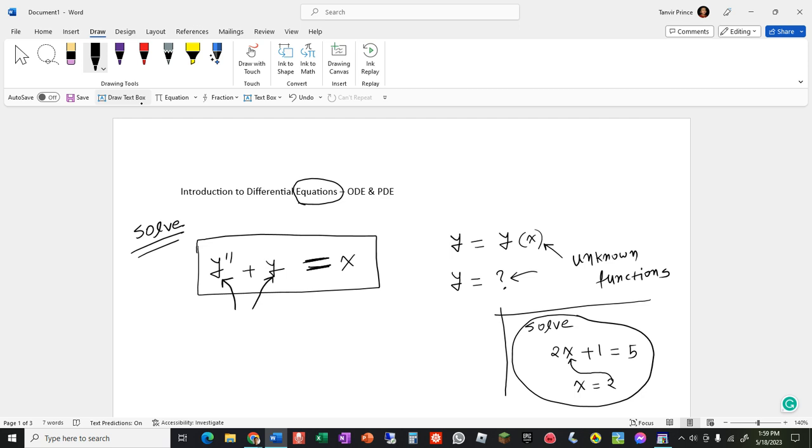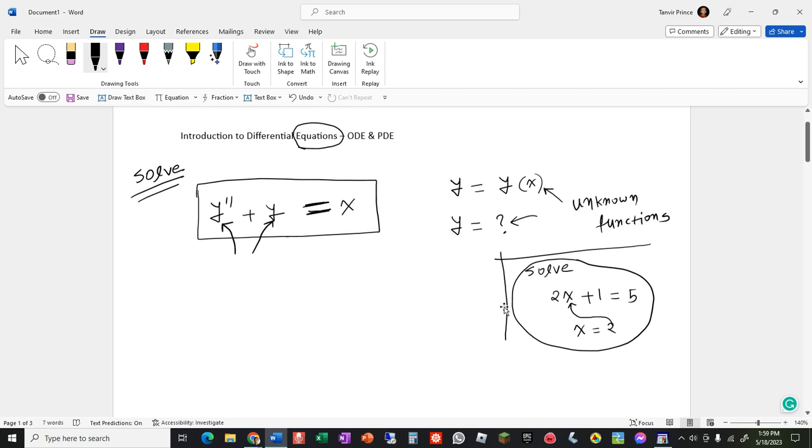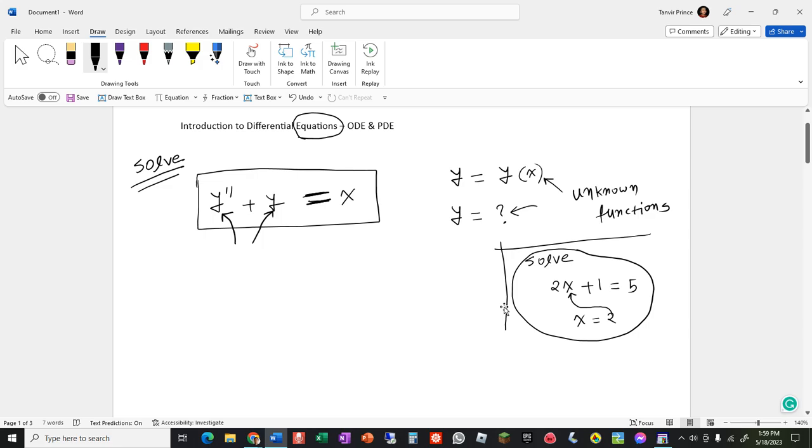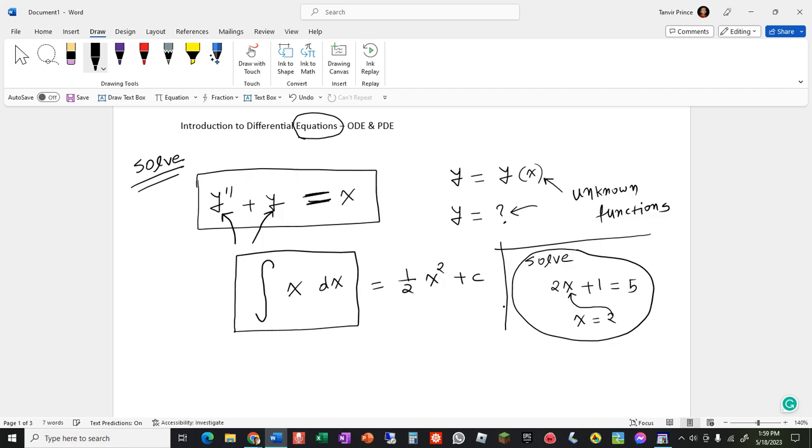In fact, many of the integrals that you learn in calculus 1 and calculus 2 can be rephrased as a differential equation. So for example, think about this integral or the antiderivative of x. This is calculus 1, right? And we all know the answer, right? It is half x squared plus c. Now I can rephrase this antiderivative or this integral as a differential equation question, simply writing y prime equal to x and ask you to solve this differential equation.